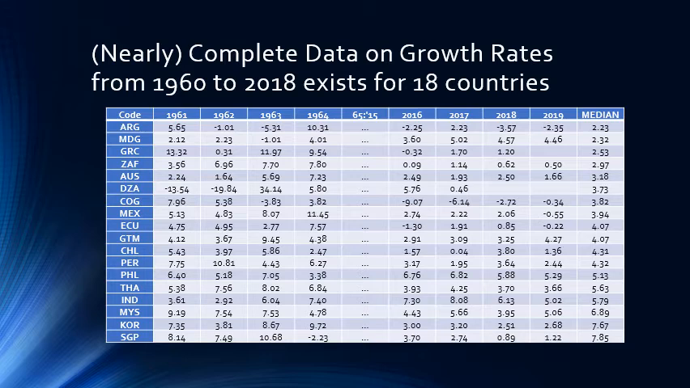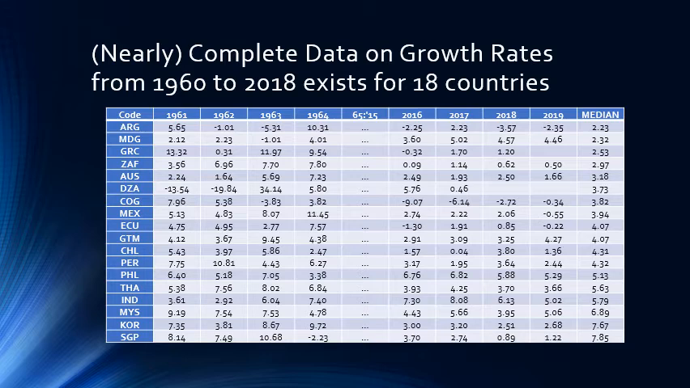So I don't know why the WDI dataset gives blanks and missing data on many of the growth rates, when the WDI dataset itself has the GNP required to compute these growth rates. But anyway, I will not explore this question. I will just look at these 18 countries. And these are listed here by the country code: Argentina, Madagascar, Greece, and so on.